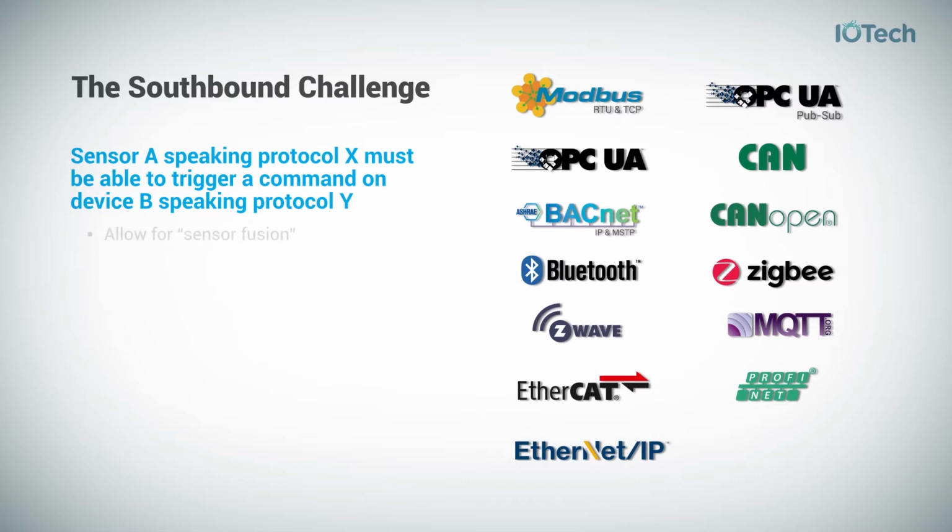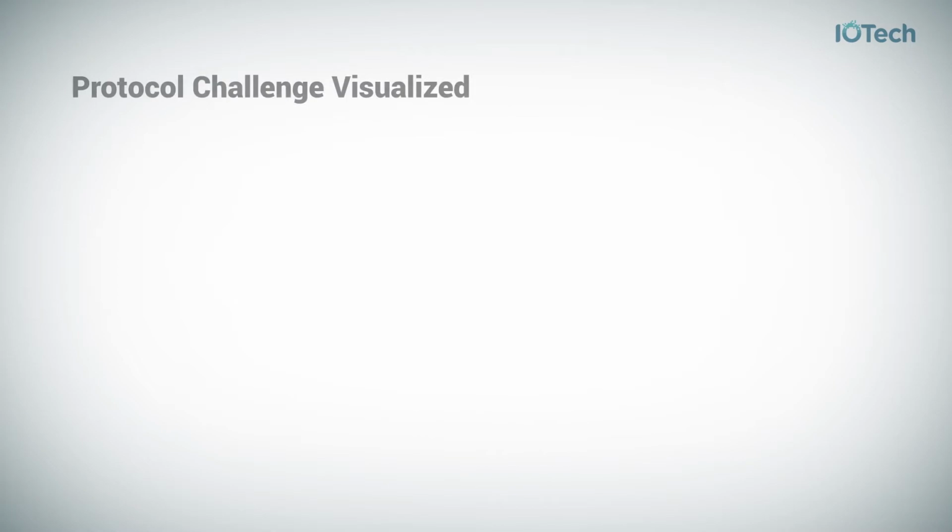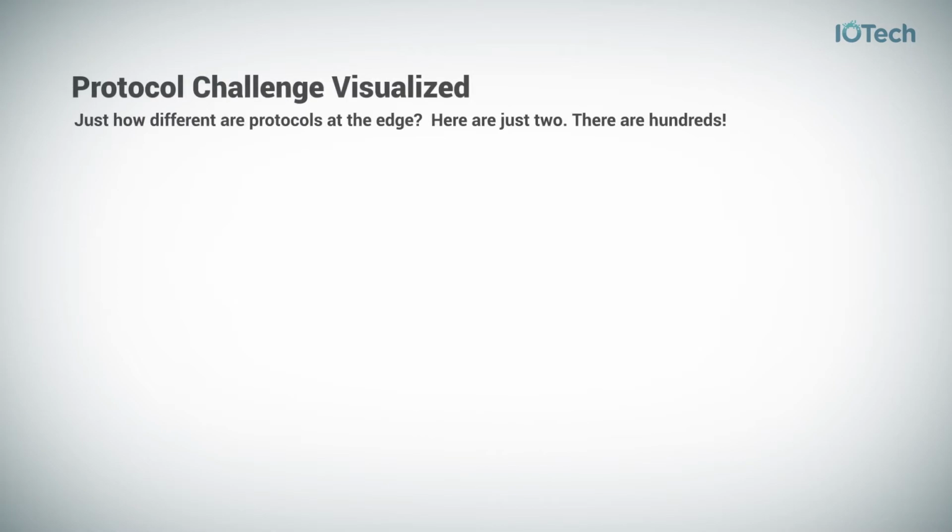It must allow for sensor fusion. The edge platform must understand the BACnet thermostat temperature and translate that into a Modbus command to turn off the motor lest it overheat. Don't see this as a challenge? Let's take a look at just a little bit of information about two industrial protocols to highlight the southbound challenges.